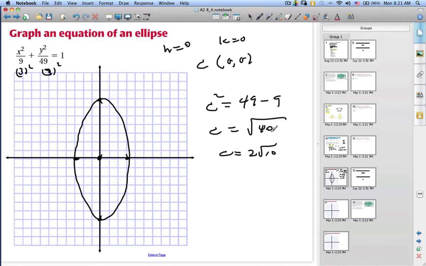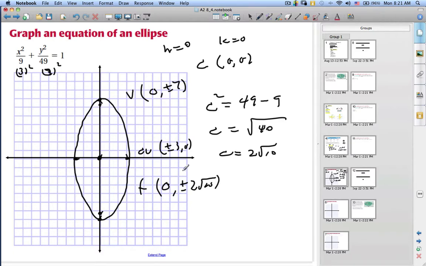Okay, but the square root of 40, what is that exactly? Well, it's between 6 and 7. So it's bigger than 6, it's less than 7. 1, 2, 3, 4, 5, 6. It's way up here and way down here. Okay, so if I want to label things, I know that my vertices are at (0, plus and minus 7). My co-vertices are at (plus and minus 3, 0). And I know that my foci are at (0, plus or minus 2 root 10).